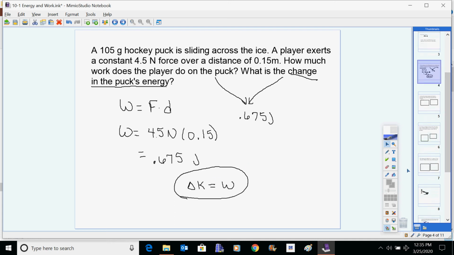Now for this particular moment we're neglecting friction, so all of the work that he's doing is actually causing the puck to go faster and change its kinetic energy. And yes, we know that friction exists, but for right now we're just pulling that out of our discussion.